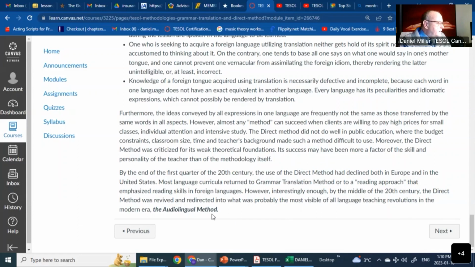Now, just before we go to the audio-lingual method on the next page, can anybody tell me what was the other name of the audio-lingual method? Army language. I'm sorry, what was that? That was army language.